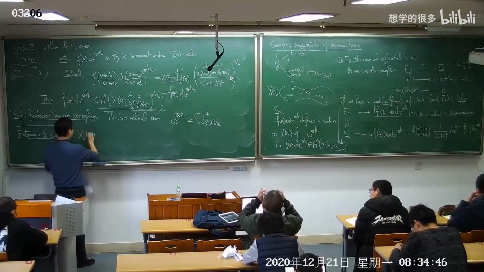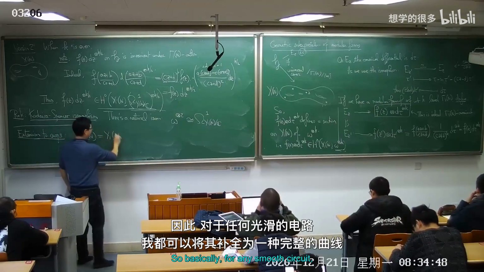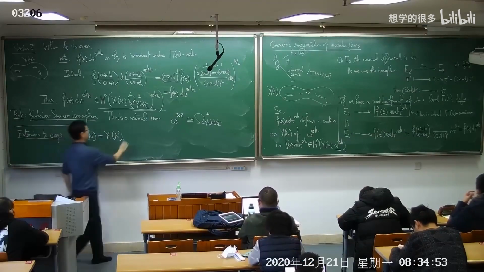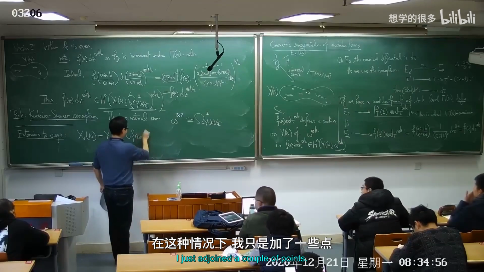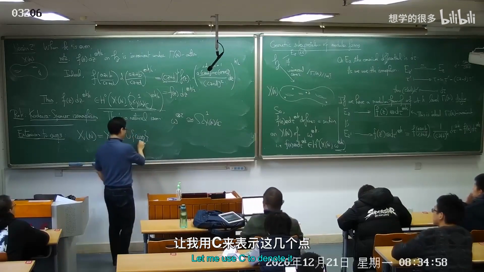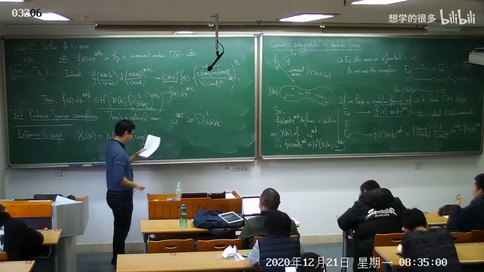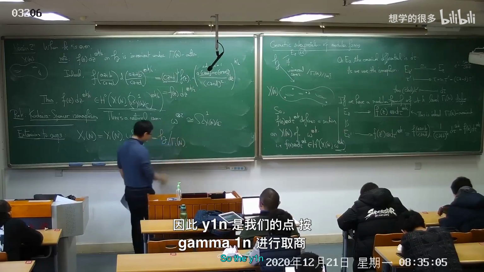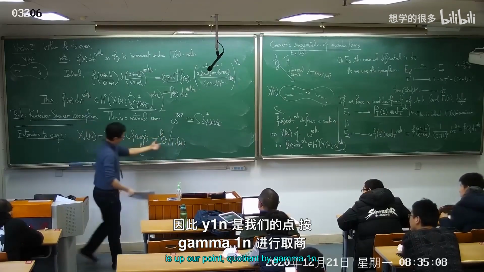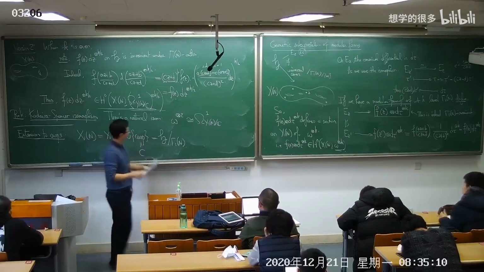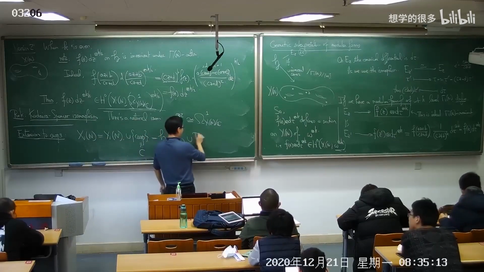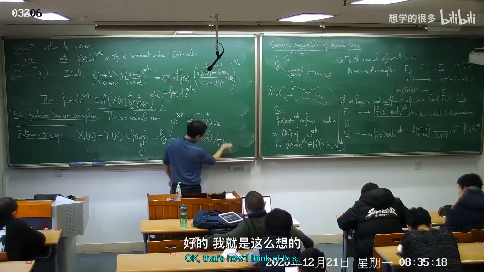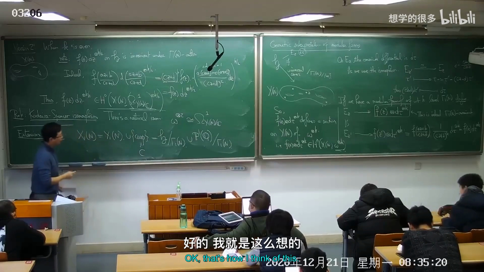Well, let's see. So basically, for any smooth algebraic curve, I can complete it into a complete curve. In this case, I just join a couple of points. Let me use C to denote the set of cusps. Here's the explicit way to write these cusps. Y1(N) is the upper half plane quotient by Gamma1(N). The cusps can be written as P1(Q) modulo Gamma1(N). Okay, that's how I think of this.